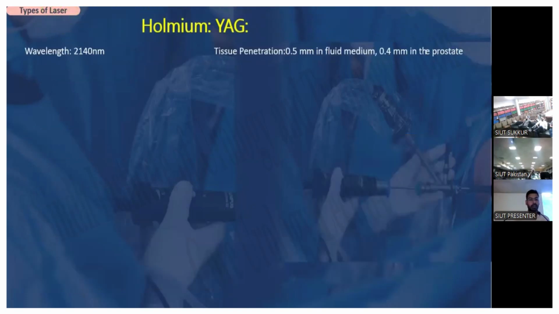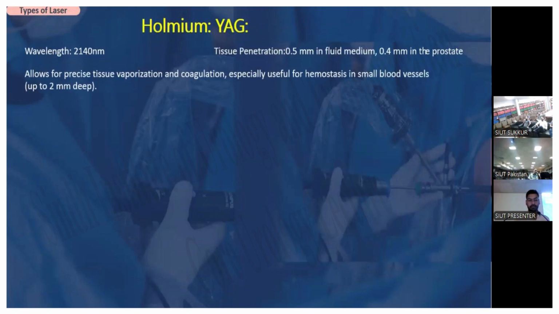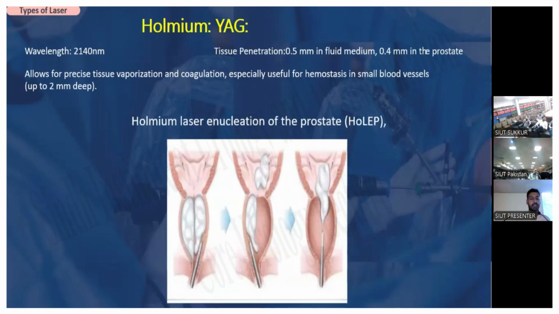Then came the most famous holmium YAG, जिसकी जो है वेवलेंथ बहुत ज्यादा है, 2140 नैनोमीटर, उसकी टिश्यू पेनिट्रेशन 0.5 millimeter in fluid medium. That is very good, and specifically in prostate it is 0.4. Allows for precise tissue vaporization and coagulation, especially useful for hemostasis in small blood vessels.